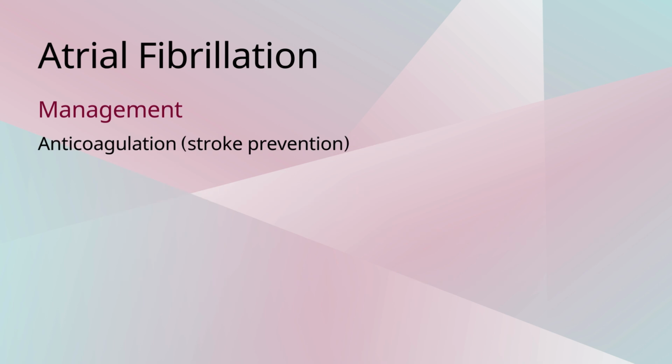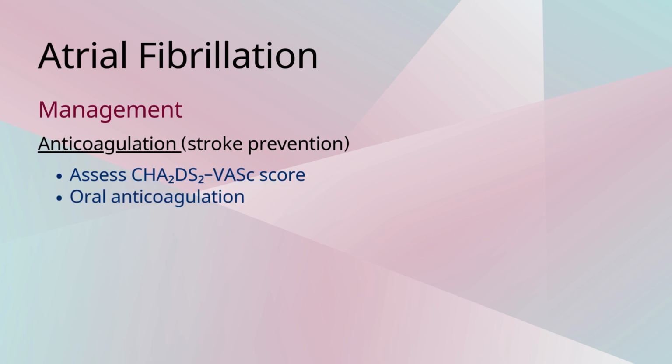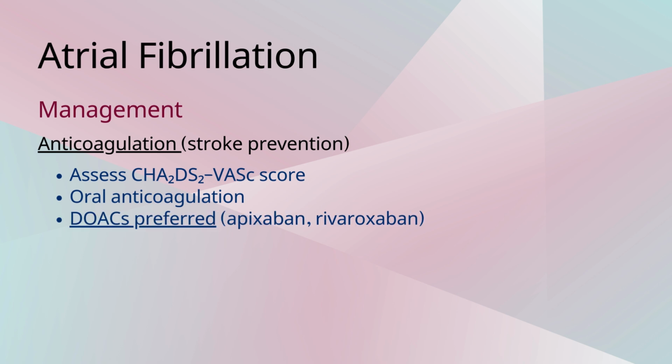One of the most important parts of management of AFib is assessing thromboembolic risk and initiating anticoagulation for stroke prevention. Remember, these patients are often a high risk for stroke, very important. We do this by assessing a CHADS-VAS score, which assigns points for certain risk factors, including congestive heart failure, hypertension, looks at their age, diabetes status, whether they've had a previous stroke or embolism, whether or not they have vascular disease, and then the score determines whether or not anticoagulation should be started. We use oral anticoagulation, and the direct oral anticoagulants, the DOACs, are preferred. That includes apixaban and rivaroxaban. Now, in those patients with valvular disease and AFib, we use warfarin.